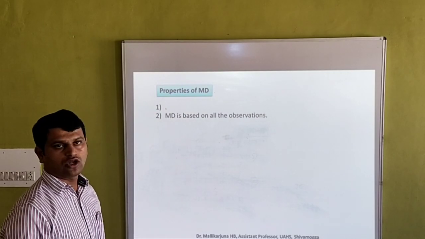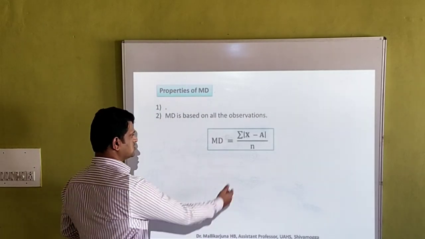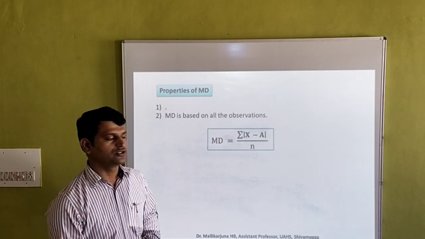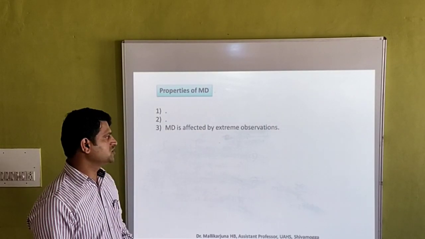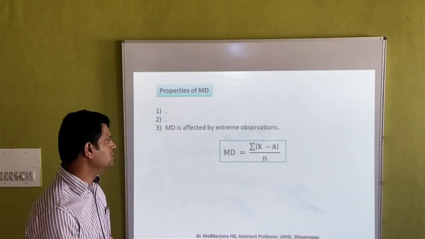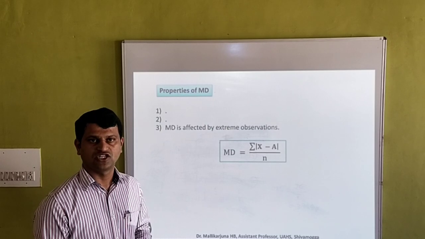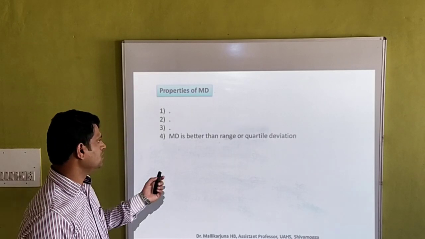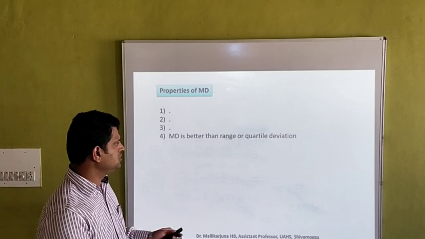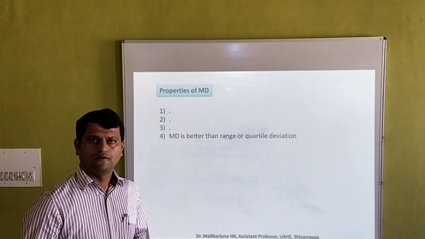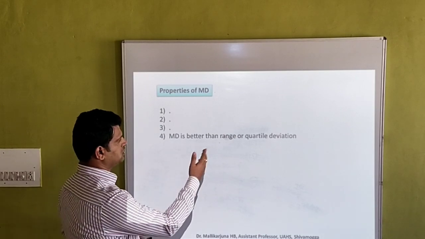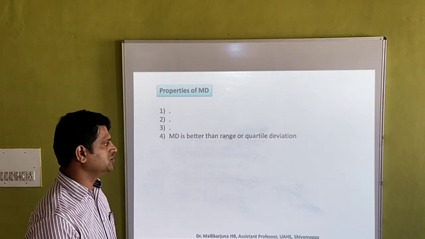Mean deviation is based on all the observations. Of course, we are considering the whole set of observations. Mean deviation is affected by extreme observations. Since it considers all the observations, obviously it will be affected by extreme observations. Mean deviation is better than range or quartile deviation, because we take all the values to find the mean deviation, but not in the case of range and quartile deviation.